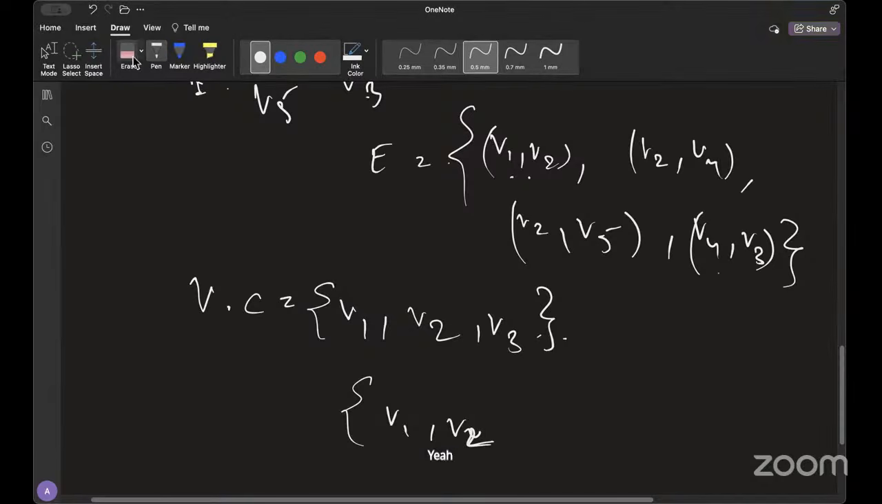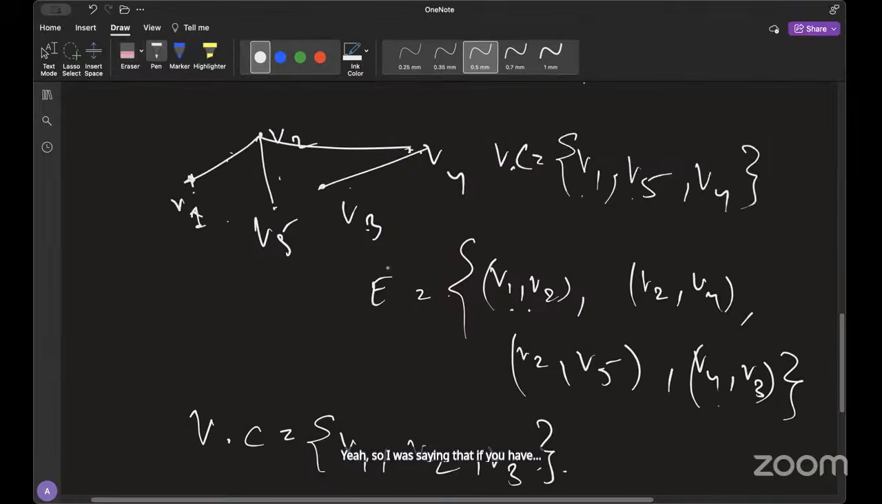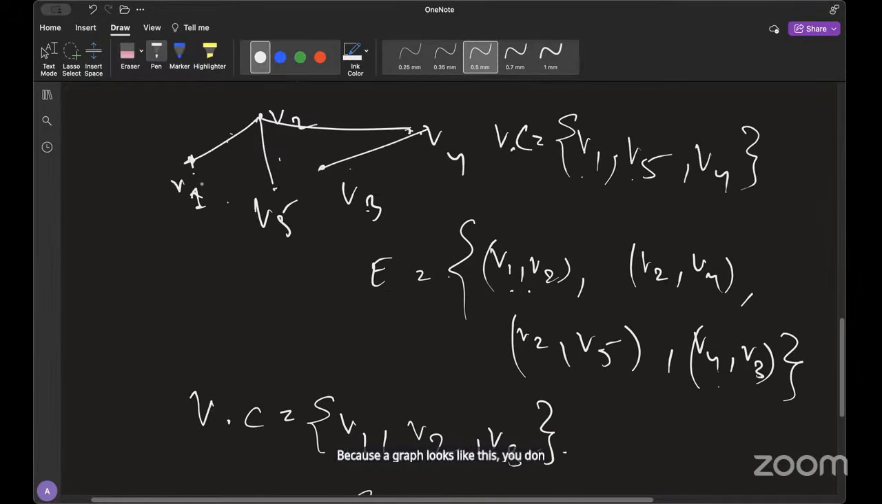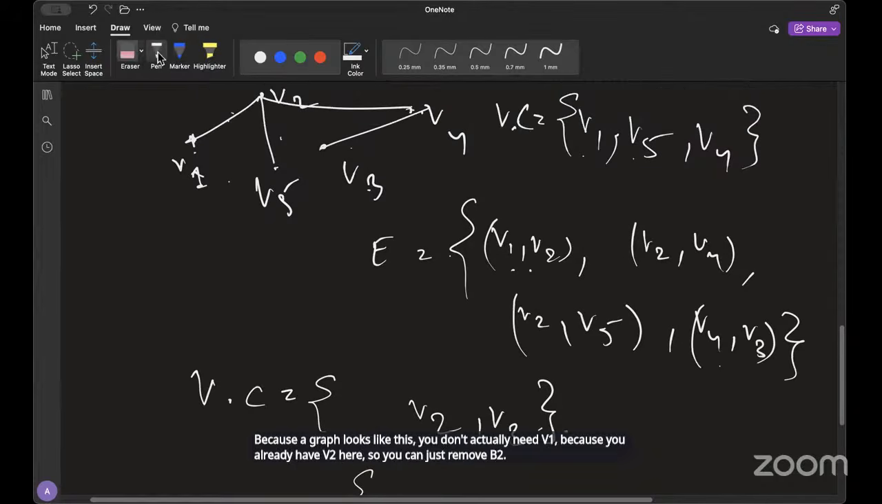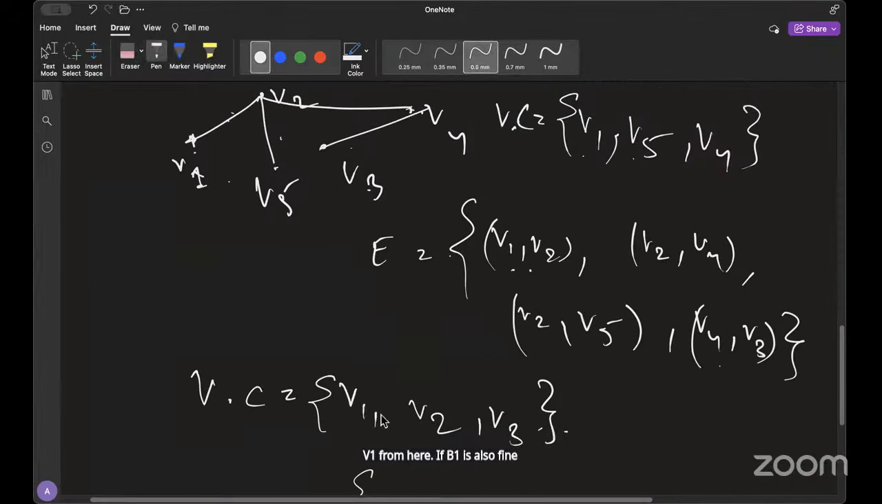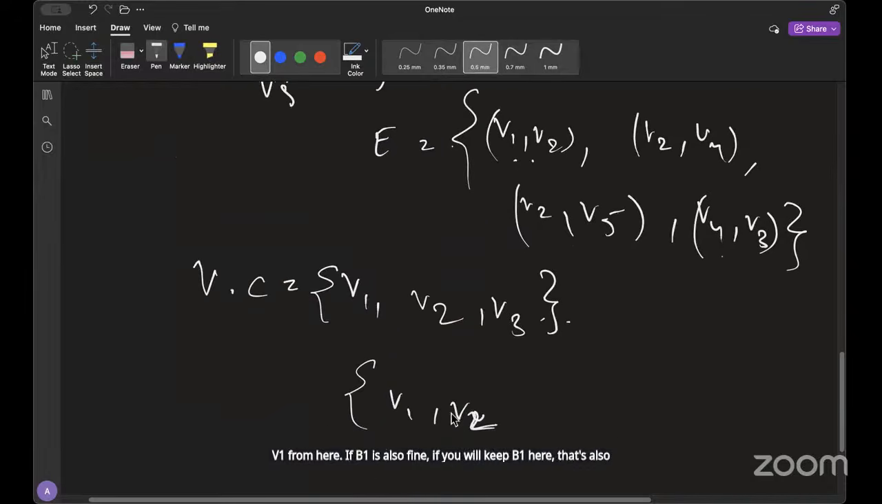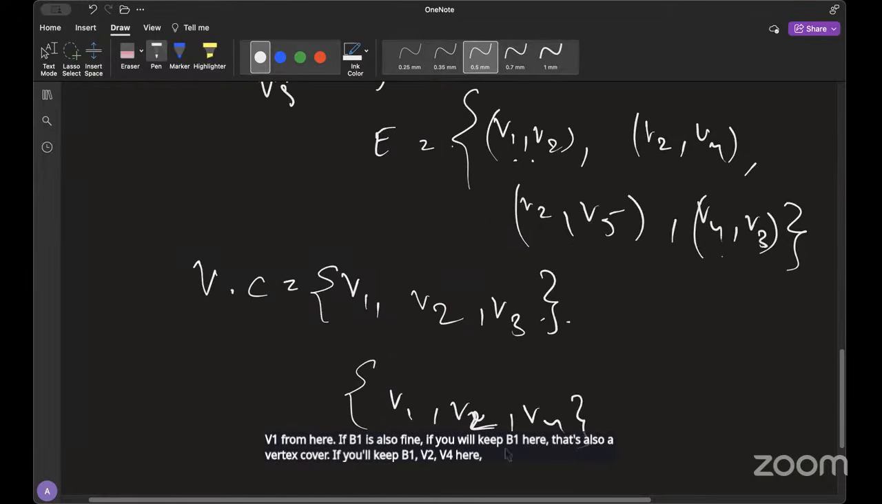Yeah. So I was saying, because the graph looks like this, you don't actually need V1 because you already have V2 here. So you can just remove V1 from here. If V1 is kept here, that's also fine and that's also a vertex cover. If you keep V1, V2, V4 here, that's also a vertex cover.